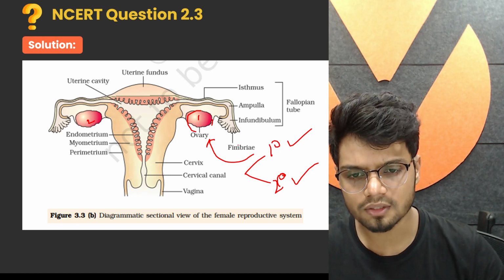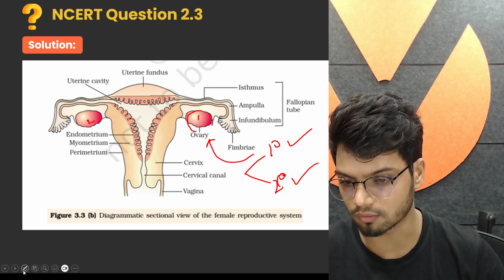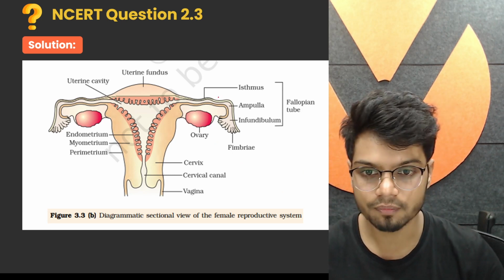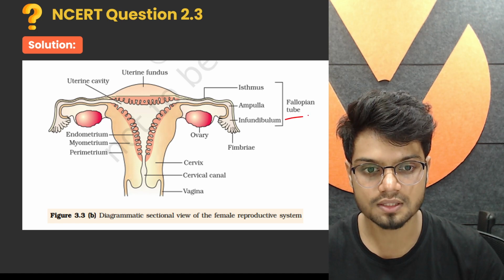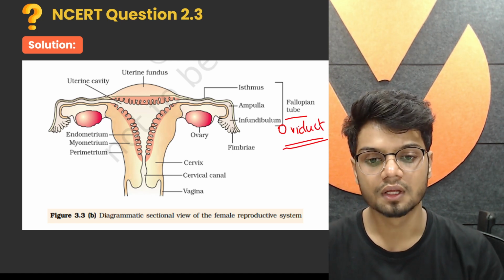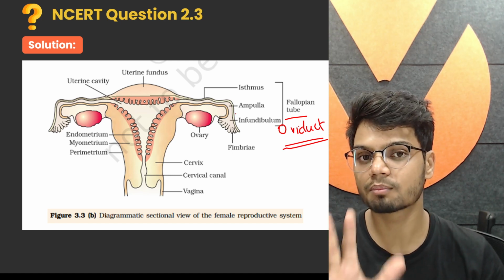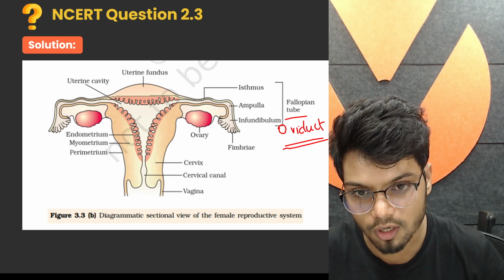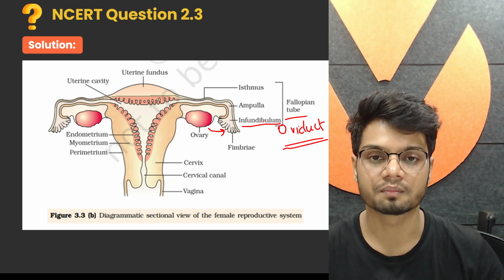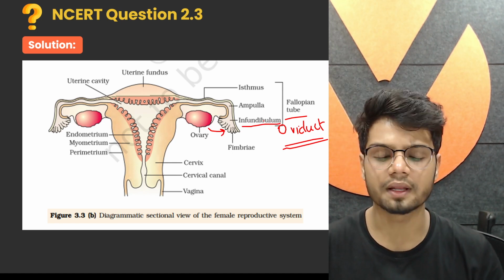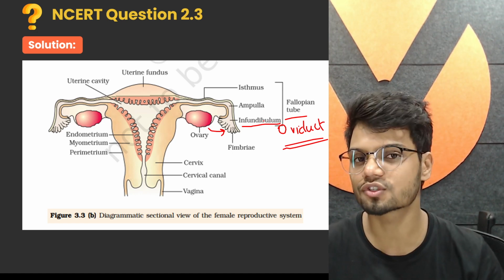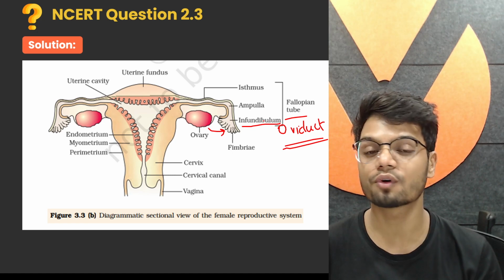Now let's look at the structure which is closest to the ovary. The structure which is the closest to the ovary is your fallopian tube, or also known as oviduct. Fallopian tube or oviduct. Now this fallopian tube has different parts. Now let's look at the part which is the closest to your ovary. The part which is closest to your ovary is infundibulum. Now infundibulum is a wider region which is the closest to the ovary, and it has finger-like structures, and these finger-like structures are known as fimbriae.